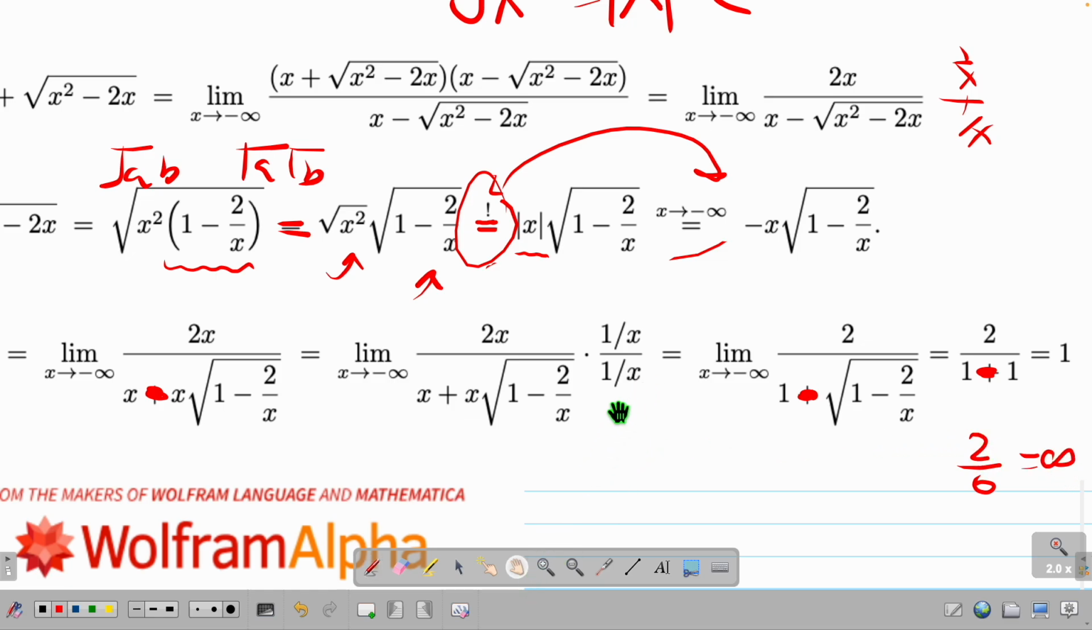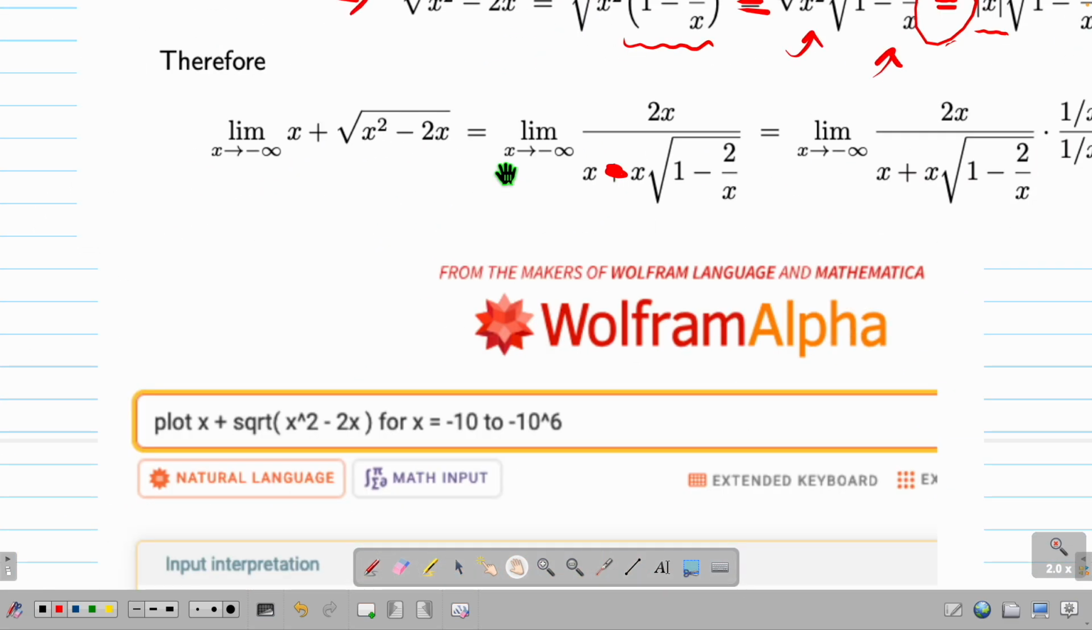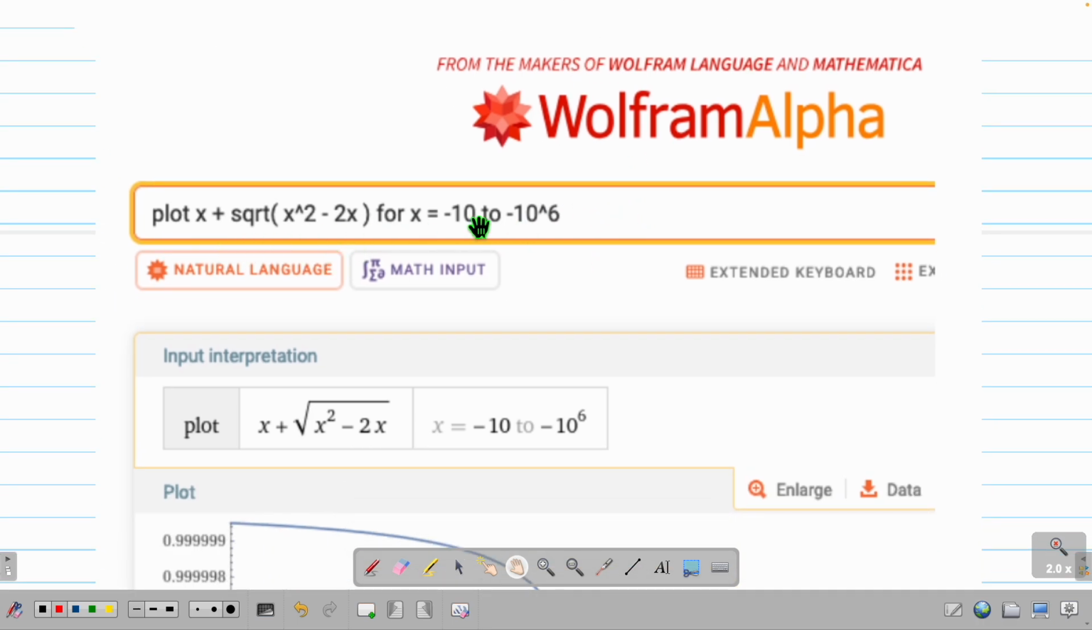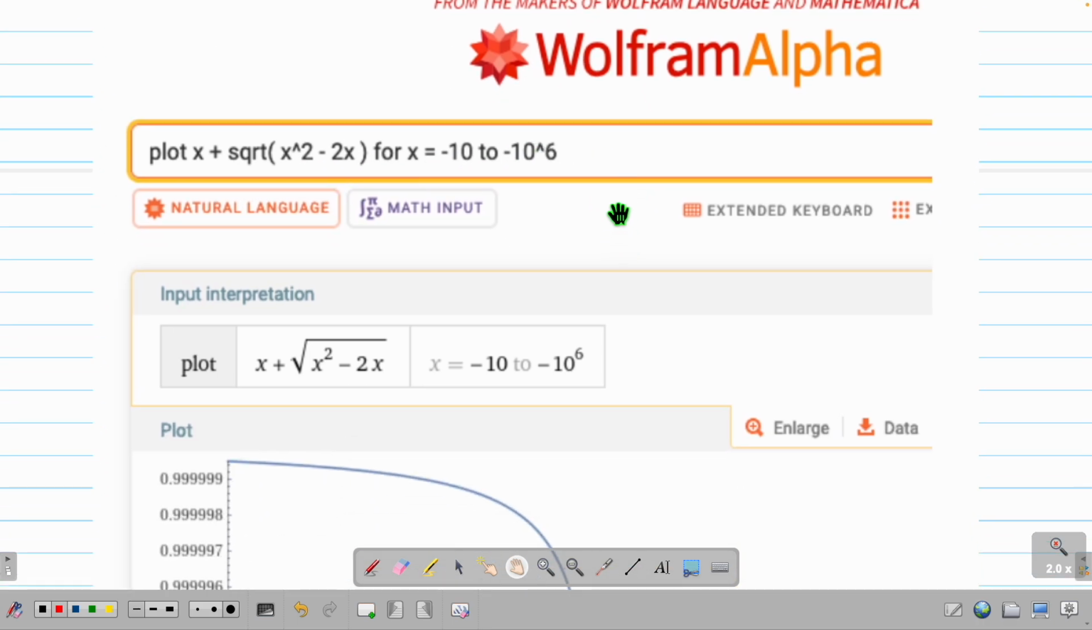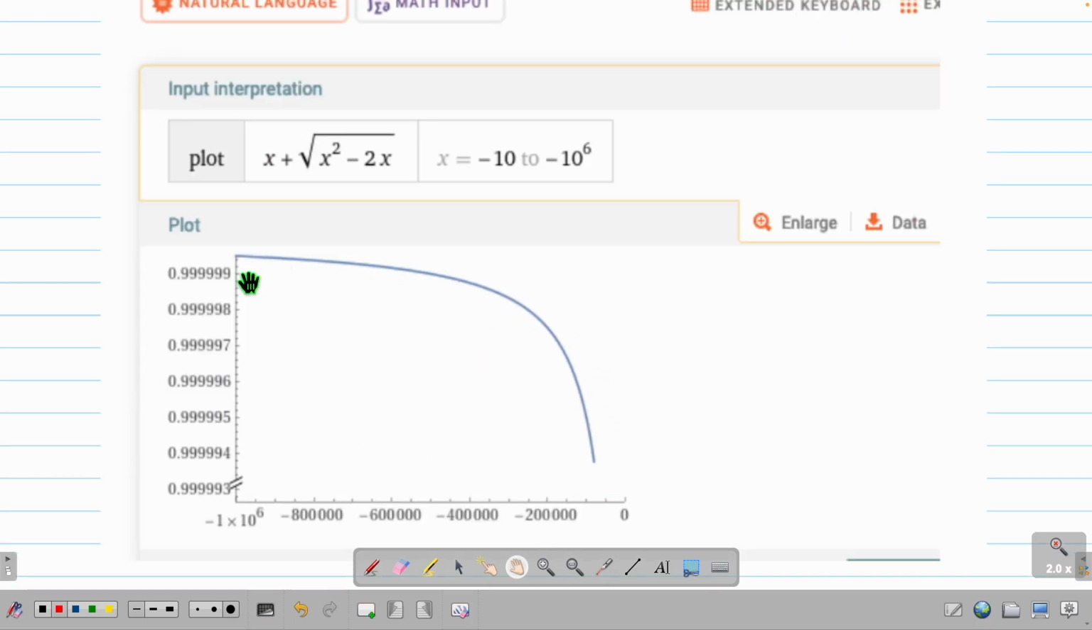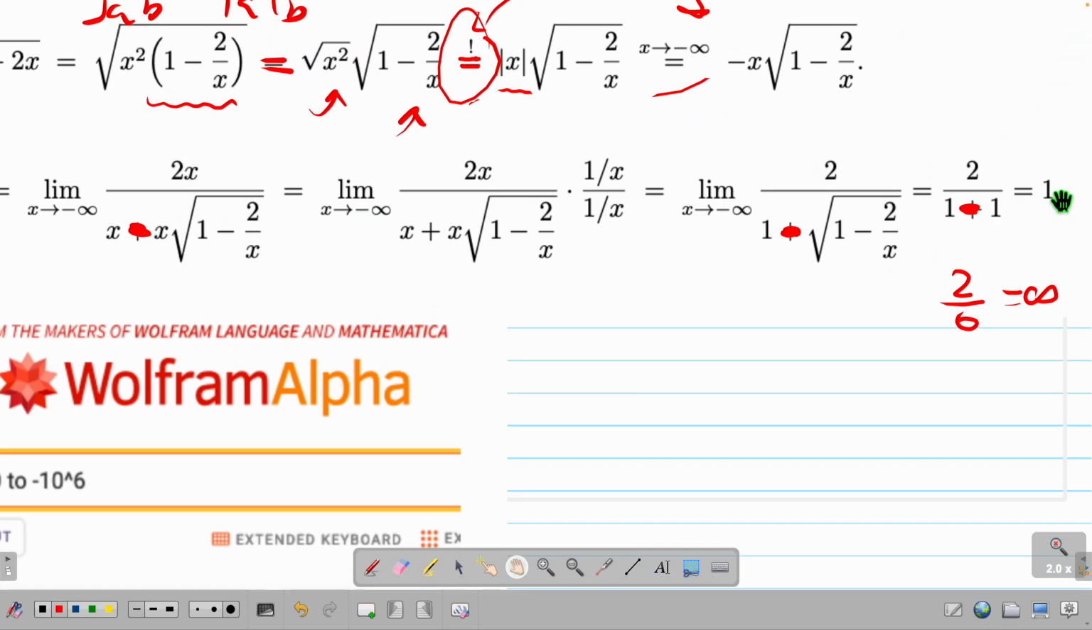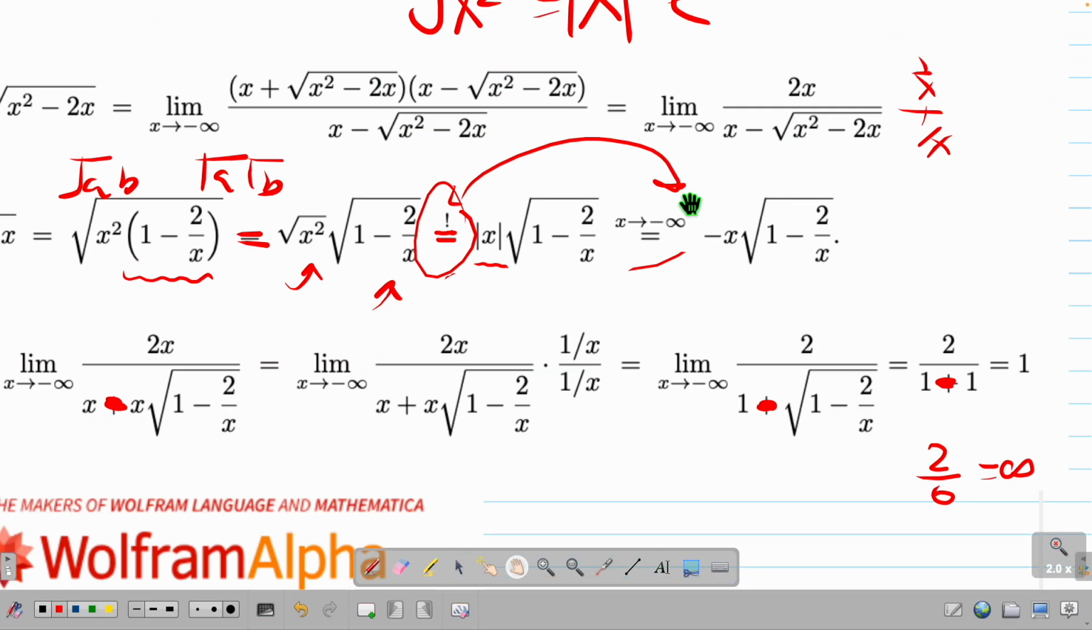How do we know which is true or correct? Well, you can plug in numbers. So here, let's plug in numbers. So type this in Wolfram Alpha. You know Wolfram Alpha, that's lab 1. Then you plot this. I just set x from negative 10 to the power 6. Very big. Then you see this converges to 1. So therefore, this is correct. Forgetting about the sign here is wrong.